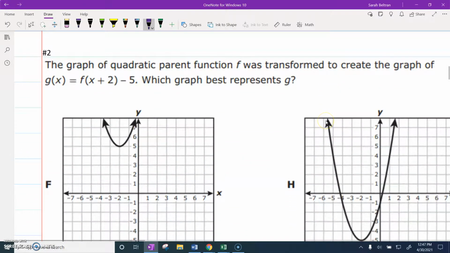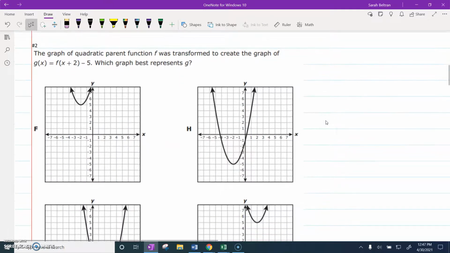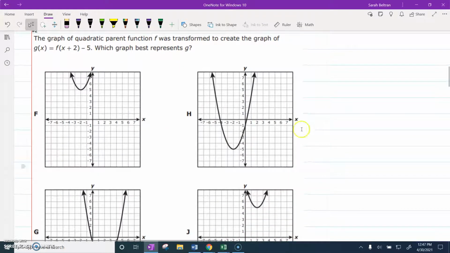All right, here's problem number 2. The graph of the quadratic parent function is transformed to create the graph f of x plus 2 minus 5. So remember our parent function, oh, that's too thin, hold on. The graph of our parent function is just x squared, all right? So when it says plus 2, that's some kind of shift. And then when I have a minus 5, that is some kind of shift.